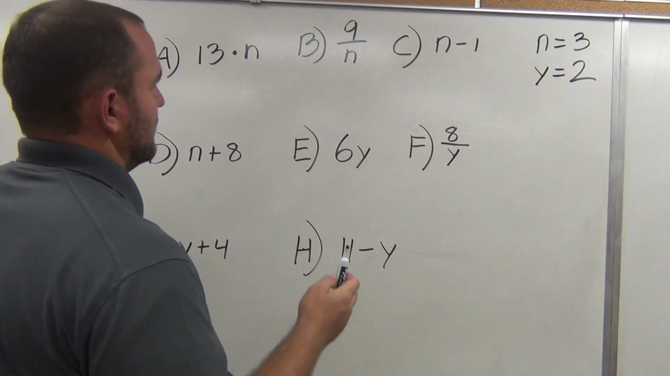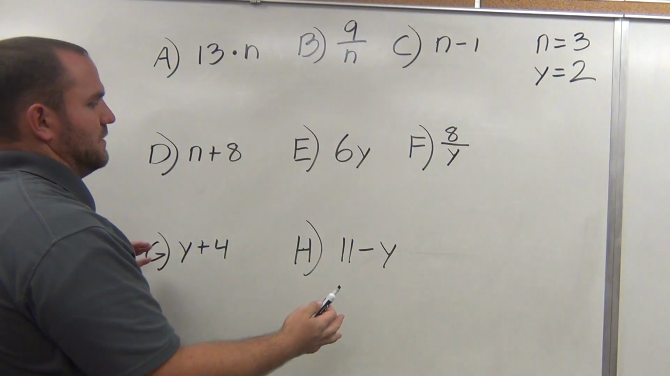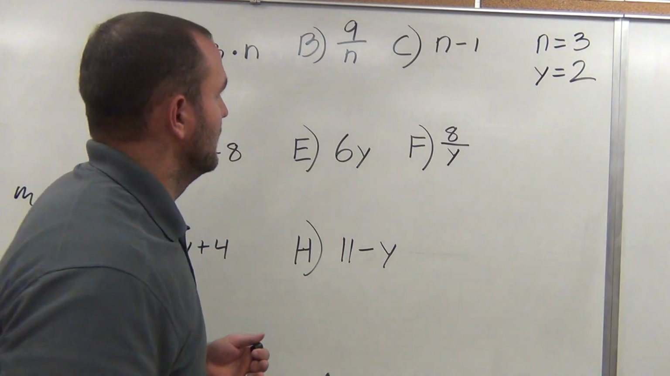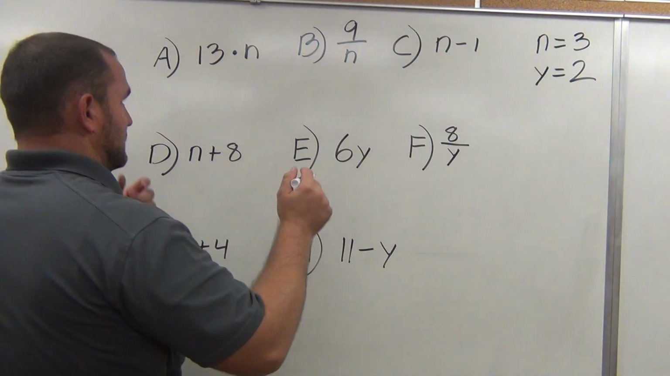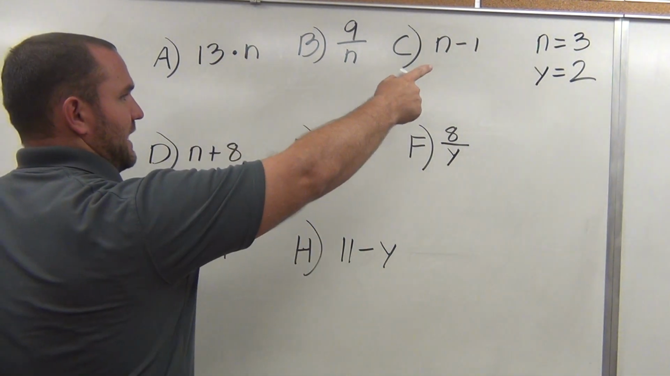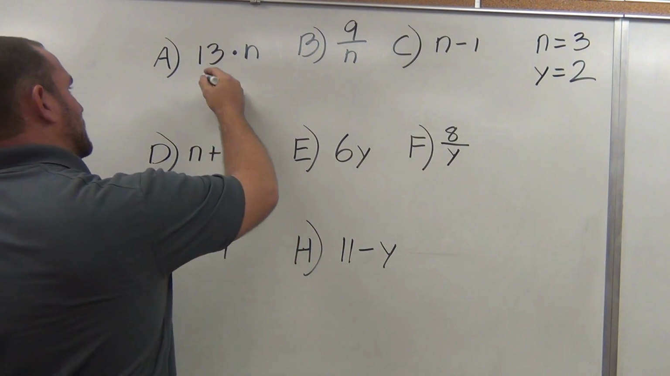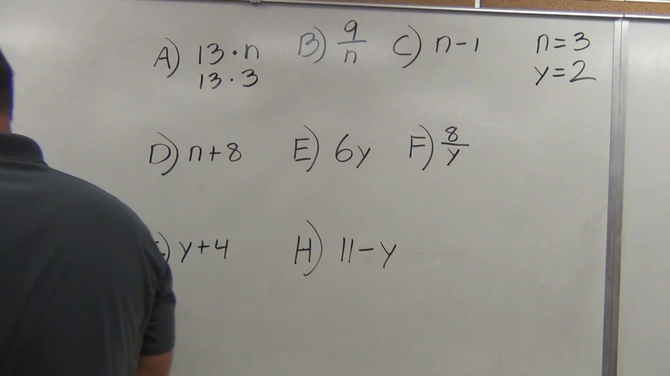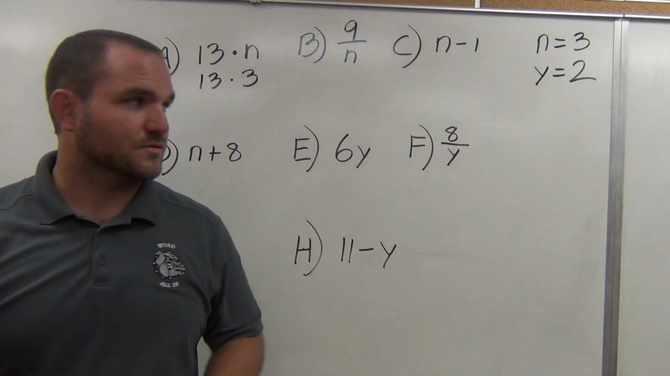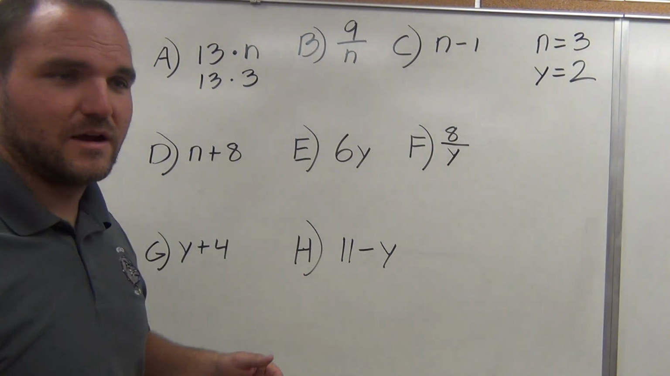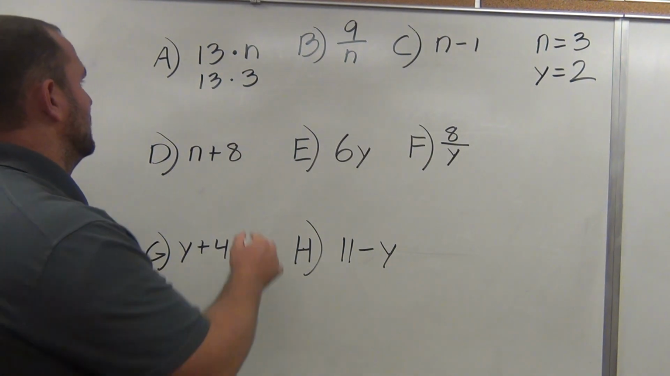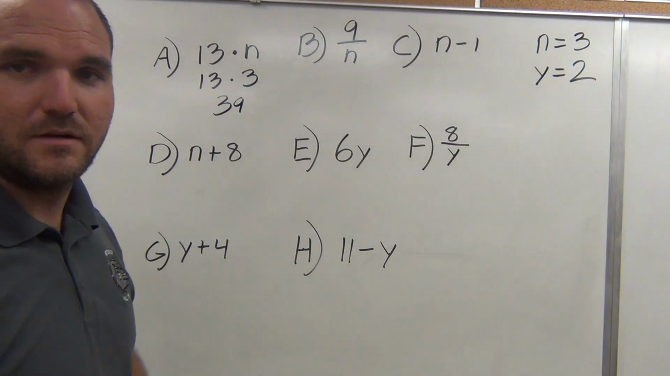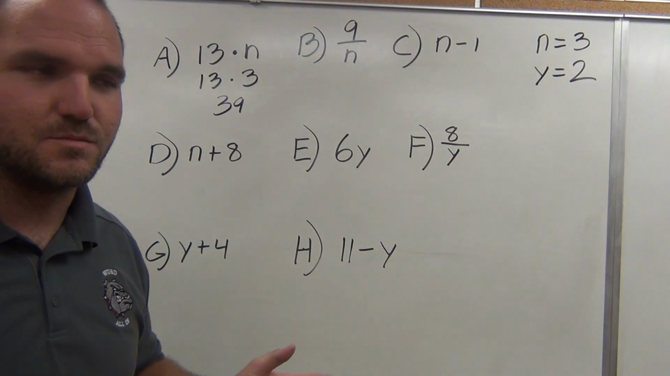Okay, so for all of these problems right here, n is equal to 3 and y is equal to 2. And so we need to substitute in n with that n, which equals 3. So 13 times 3. You can use your calculator, you can use what you need to. 39.